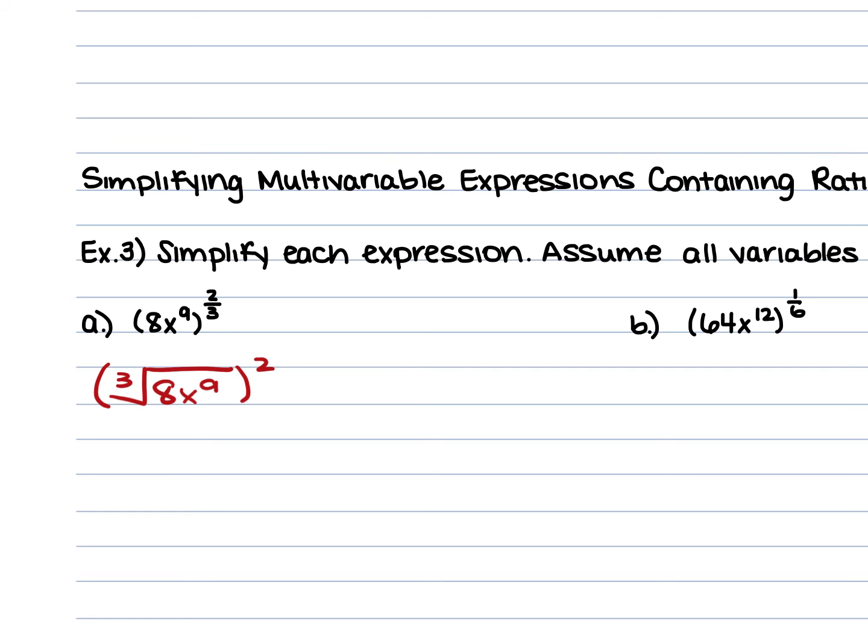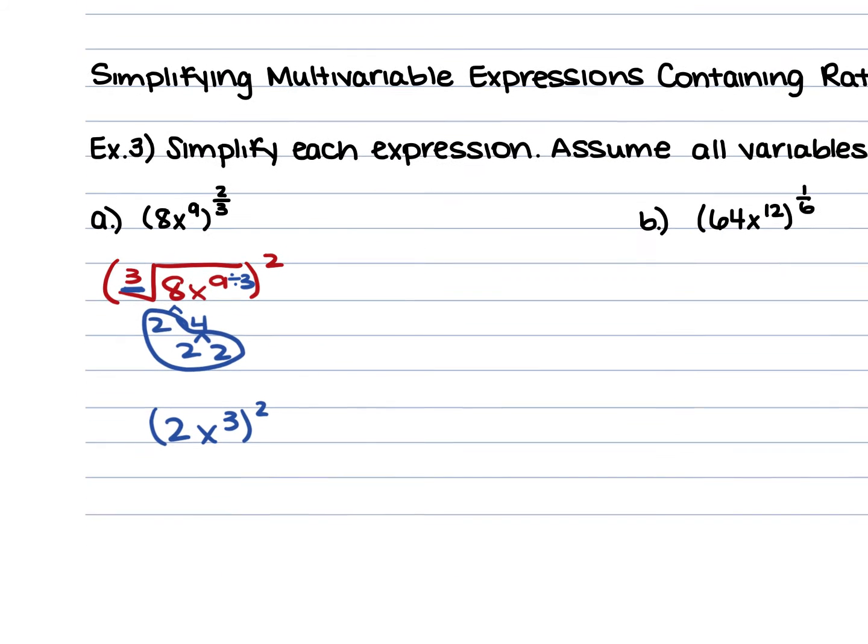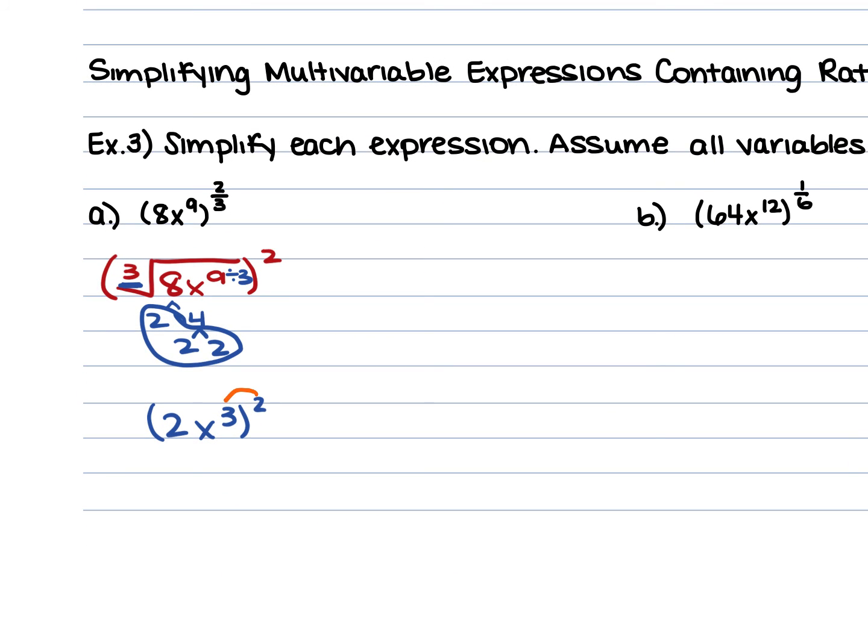From here, I'm going to simplify that 8x to the 9th power. That 8 is 2 and 4. 4 is 2 and 2. I'm looking for a group of 3. I have 3 2's, so we're going to pull a 2 out. And that x to the 9th power is going to be divided by 3, so that's x cubed. This is being raised to the 2nd power, so we're going to raise the 2 to the 2nd power as well as the x cubed to the 2nd power. So this gives us 4x to the 6th power.